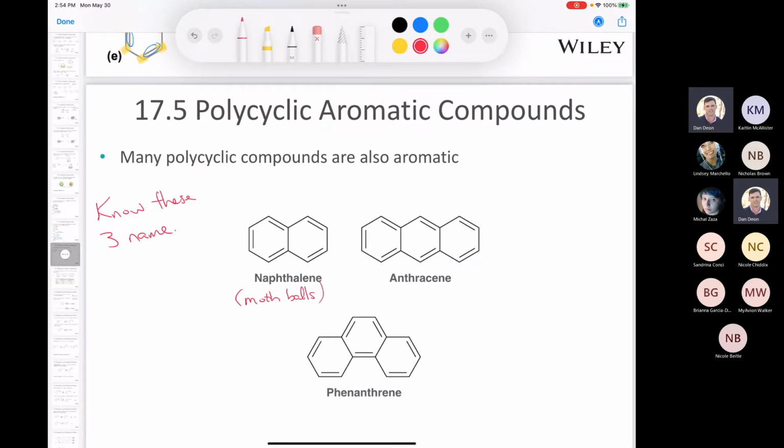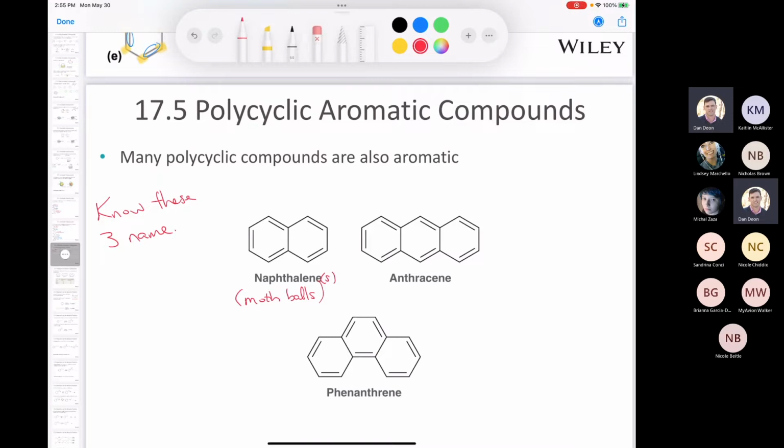What's cool about naphthalene is that it's a solid at room temperature, and it can be sublimed. It can undergo sublimation into a gas, or be converted into a gas directly, which is the process of sublimation. It's an experiment you can do in the lab to purify naphthalene. It's pretty cool. Next, we have anthracene and phenanthrene.